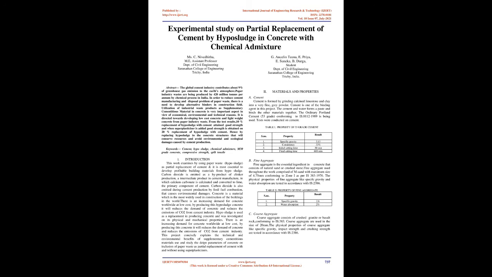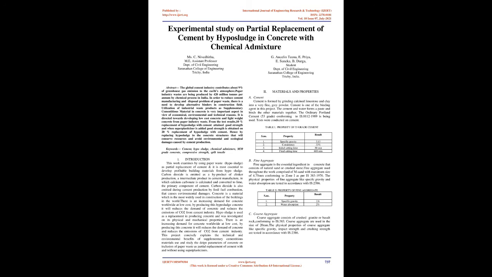Concrete is the most widely used construction material in the world. There is an increasing demand for concrete worldwide at low cost. By producing this hypo sludge concrete, it will reduce the demand for cement and reduce the emissions of CO2 from the cement industry. Hypo sludge is used as a replacement in producing concrete and was investigated for its physical and mechanical properties.